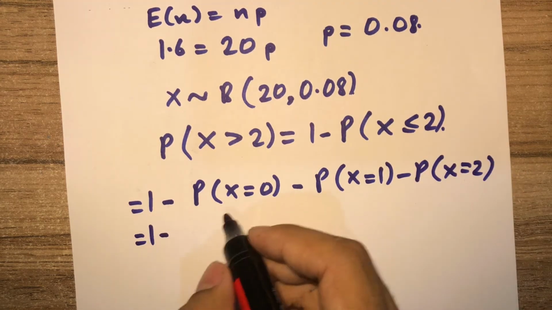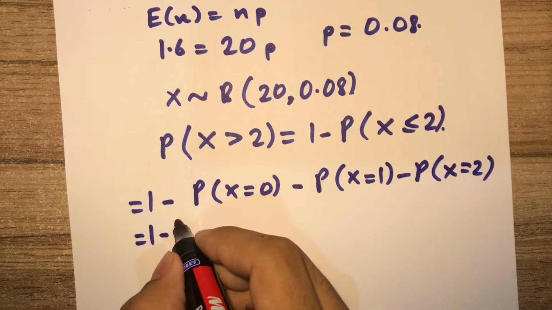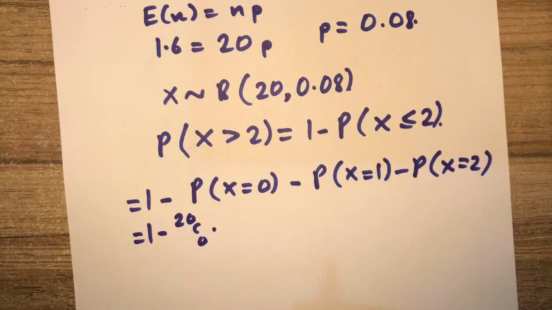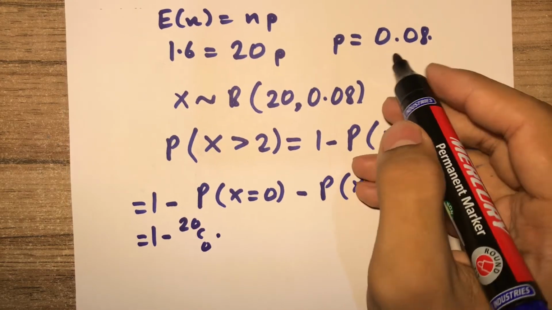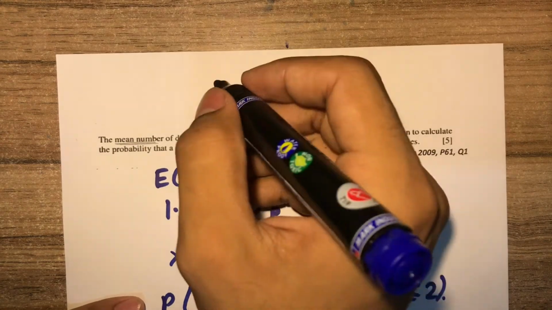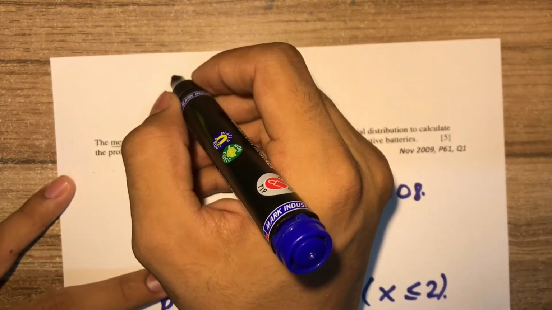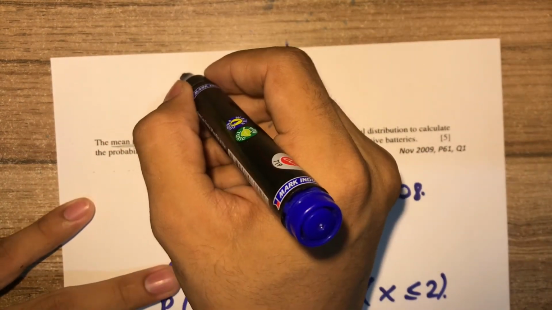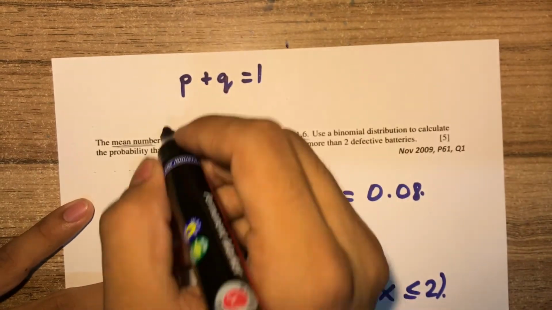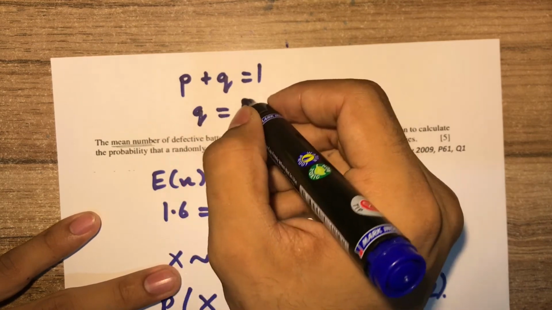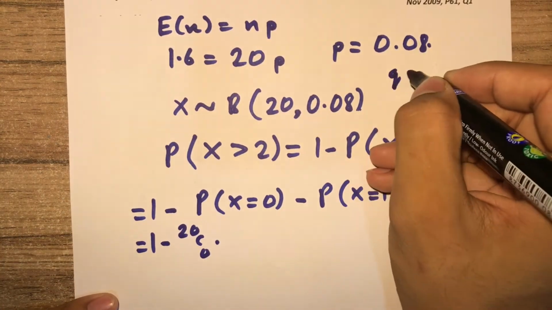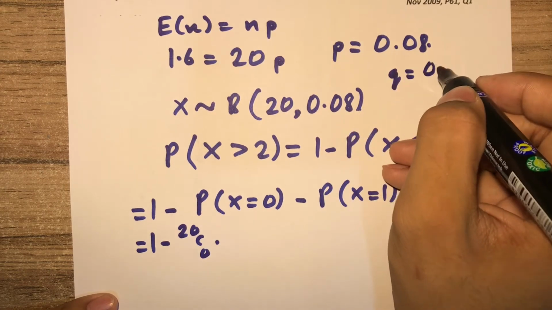So the probability of X equals 0 will be 20C0 times... Okay, so this was the success. Failure, one more thing that I'll mention over here is that because the total probabilities are 1, probability of success plus probability of failure equals 1. So probability of failure equals 1 minus p. So the probability of failure would be 1 minus 0.08, that is 0.92.